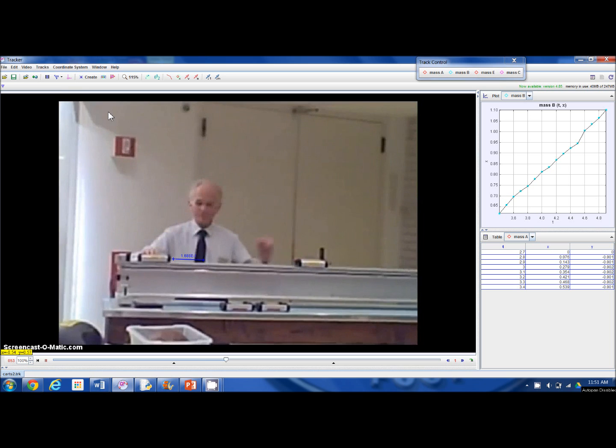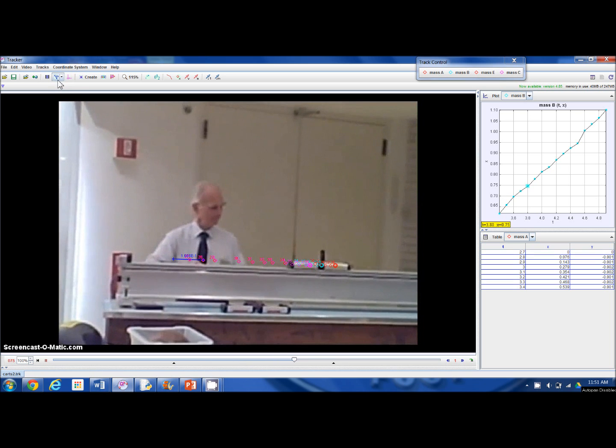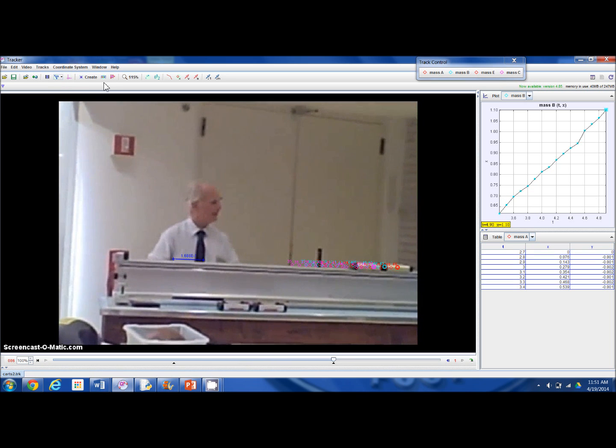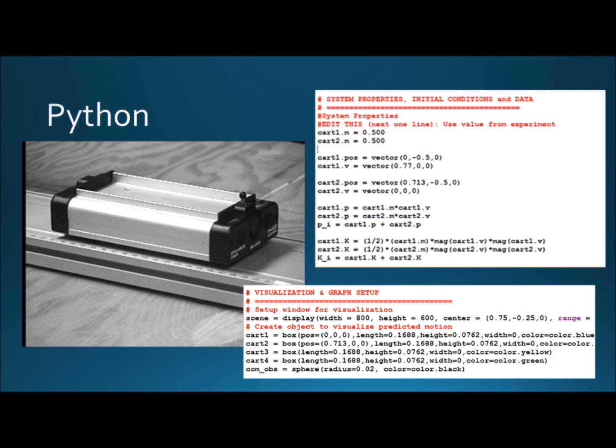To start off the measurements, the positions of each cart were measured at each video frame in Tracker, and then the positions of the center of mass of the system after the collision were tracked. Taking the position data and converting it to a CSV file, we upload it into Python and compare the observed data with our computational model.